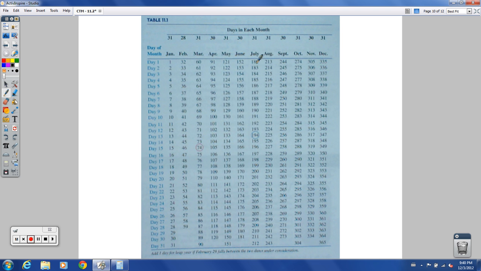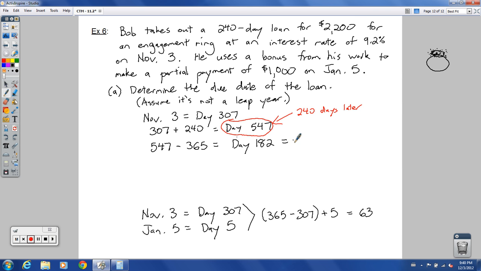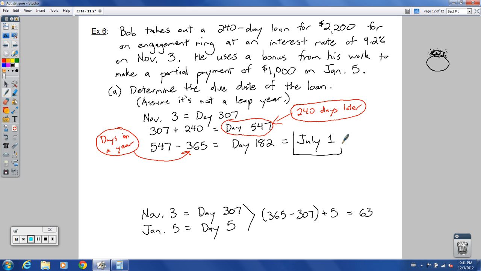Here's 182 right up here. That's July 1st. And so what goes here is, this is going to be July 1st. So let me just circle that right here. Why did we do minus 365 right here? Let's make some notes here that this is days in a year. So that's where that came from. We want to subtract that 365. This was the day it was going to be after 307. And so we'll have that as the same thing as day 182 in the year. So July 1st is what that is.